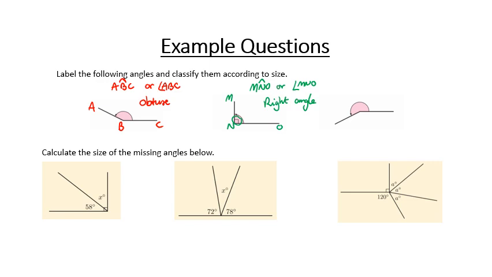And my last example, I'm going to label it XYZ. So this is the angle of XYZ, or I could write it like this. And this is going to be a reflex angle because it is greater than 180 degrees, but it is less than a revolution. So we call it a reflex angle.